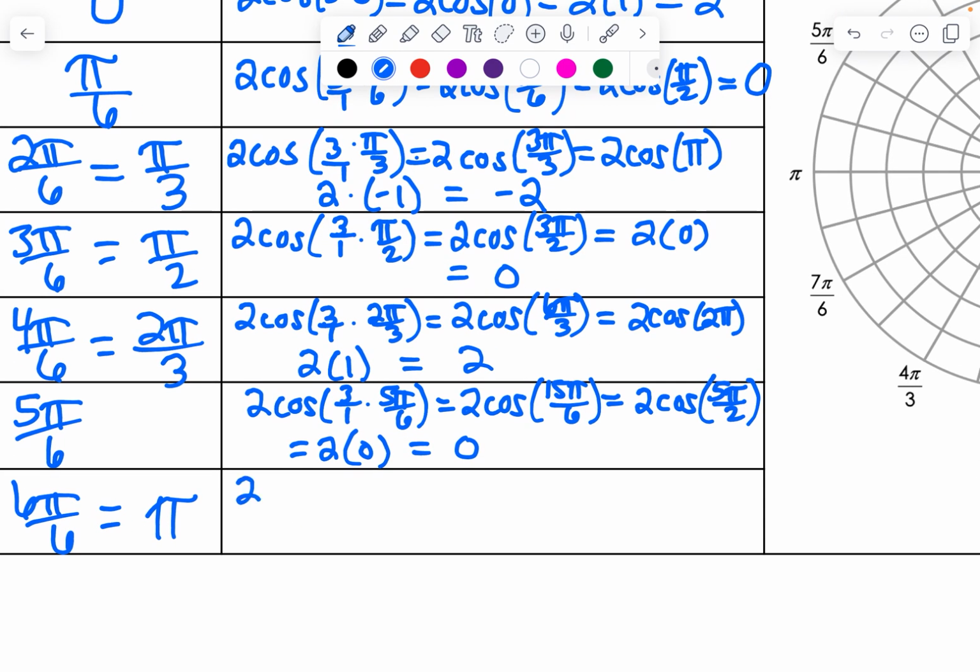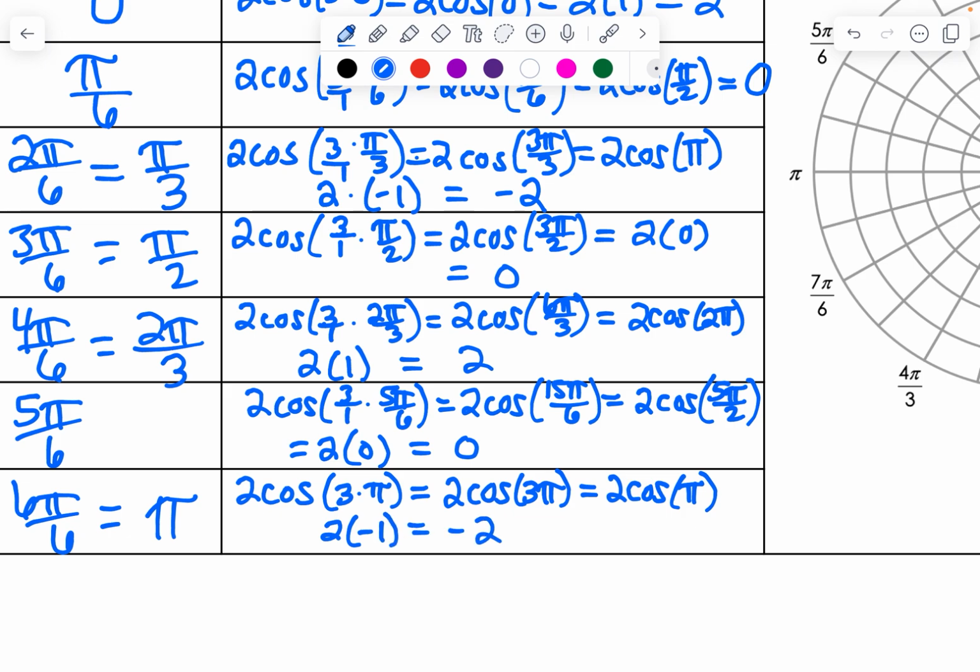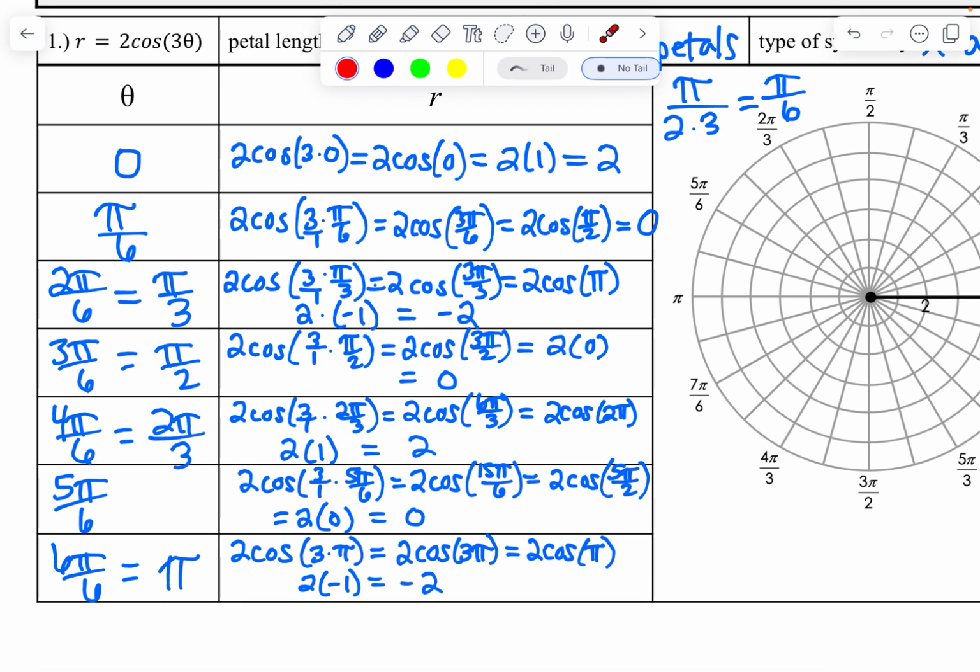All right, so this last one, 2 times the cosine of 3 times pi equals 2 times the cosine of 3 pi, and we know that 3 pi is really the same as just pi if we subtract 2 pi. And so there the cosine is -1, so 2 times -1 gives us -2. So we see the pattern to this. R was 2, then it was 0, then it was -2, then 0, then 2, then 0, then -2.